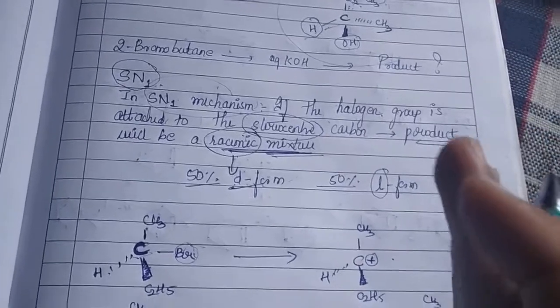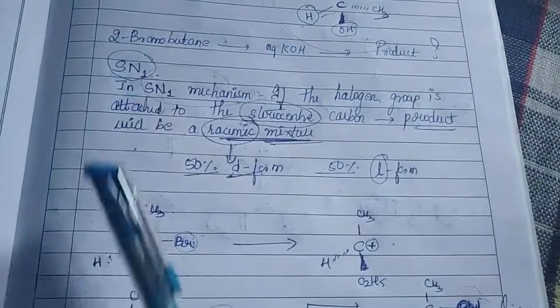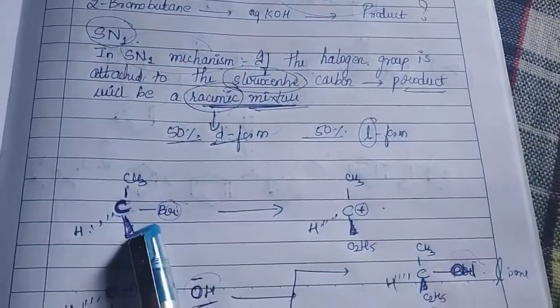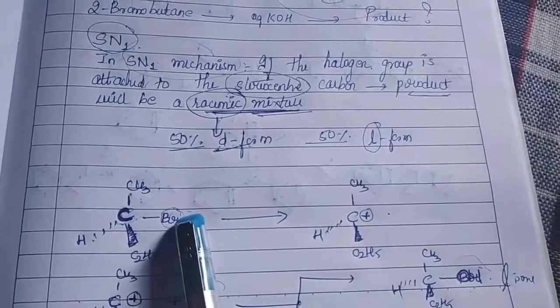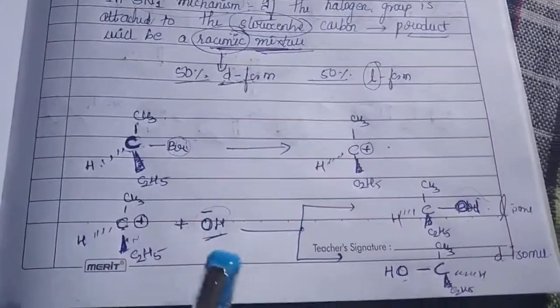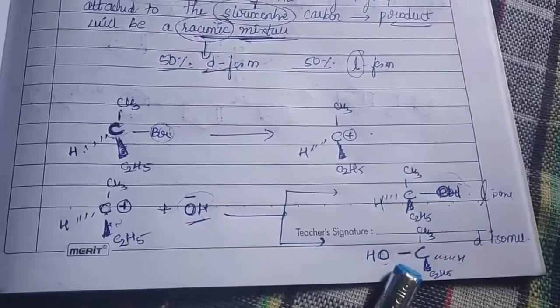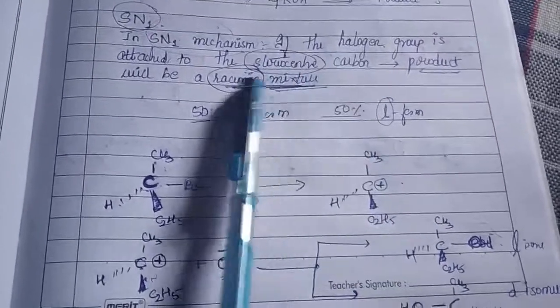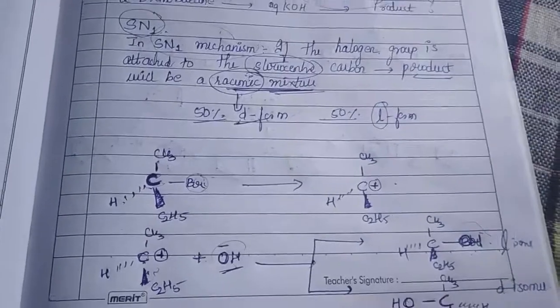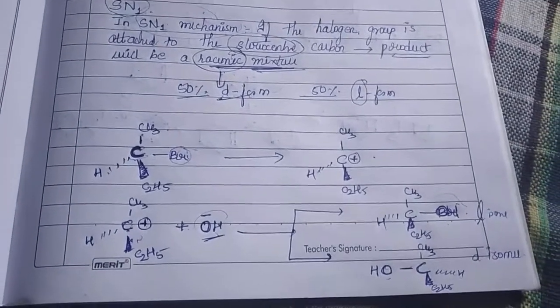Whenever in an SN1 mechanism there is a stereo center carbon to which the halogen is attached, and it is undergoing an SN1 mechanism, you will be getting two types of the product, and that is a racemic mixture. Very much important aspect to remember. Next, we are going to see the another mechanism which is called as SN2 mechanism.